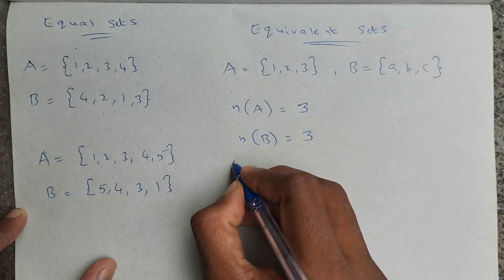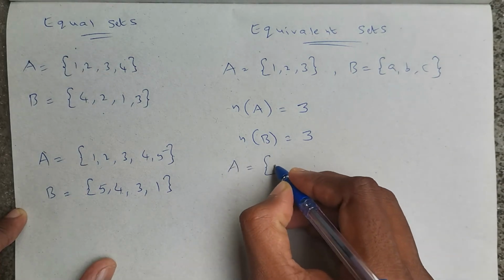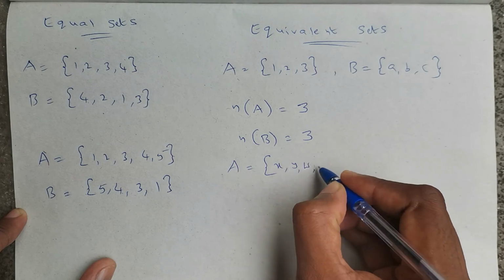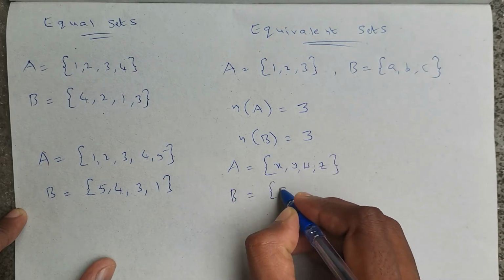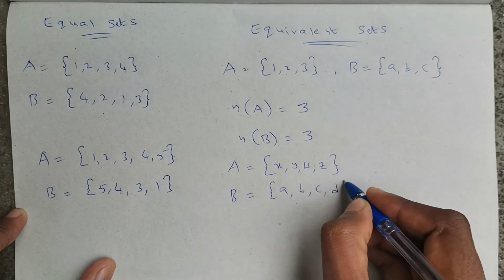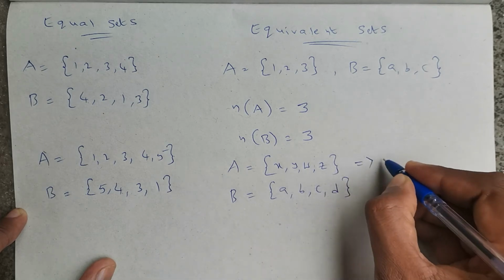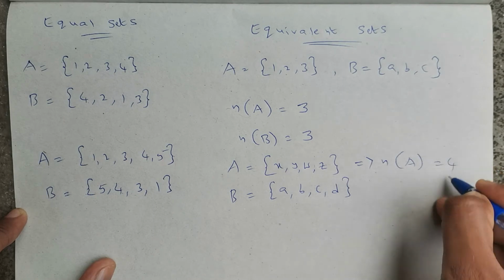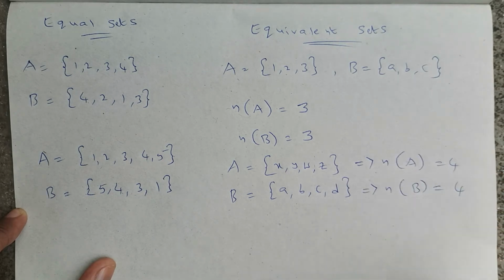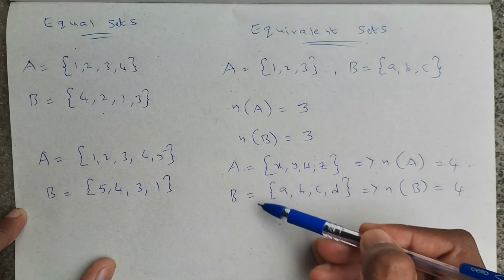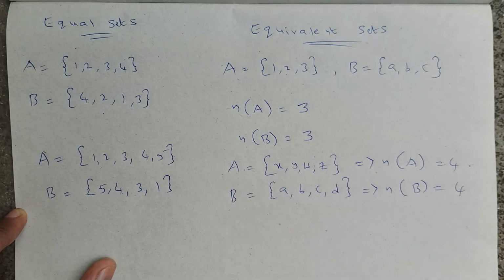For example, set A is equal to {x, y, w, z}, and set B is equal to {a, b, c, d}. If we observe the first set, n(A) is equal to 4, and in the second set n(B) is equal to 4. The number of elements in both sets is equal to each other. So we can conclude that these two sets are equivalent sets.